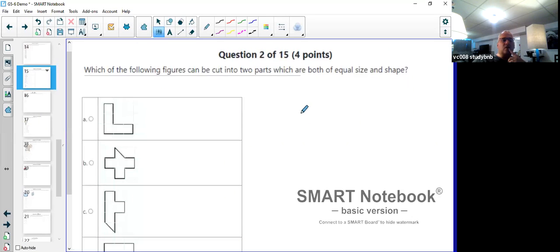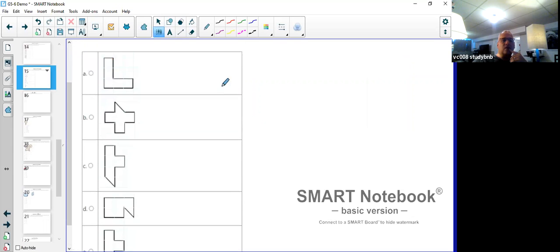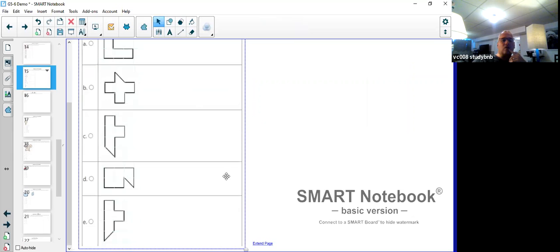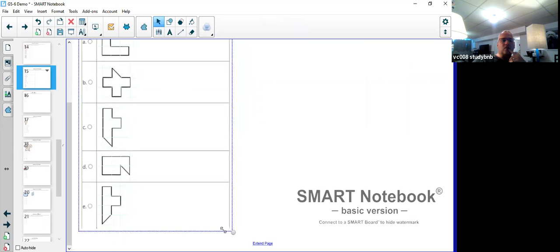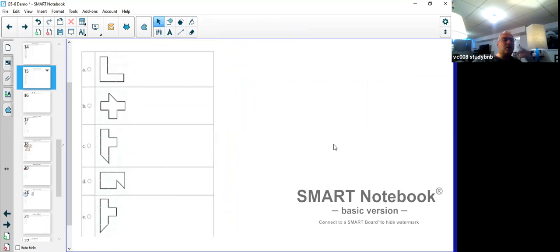Okay, so here's another question, which says, which of the following figures can be cut into two parts which are the same size and shape? Okay, I'm going to have to make this smaller again, I think. All right, a little bit. Okay, so here's 5 pictures, and you want to cut it so that you can have the same size and shape for the 2 pieces.